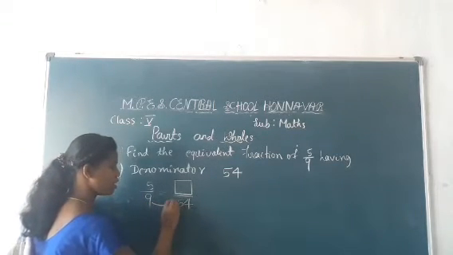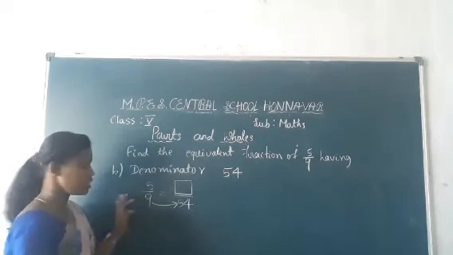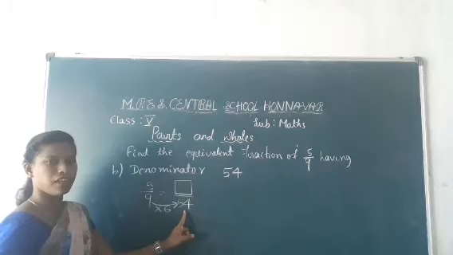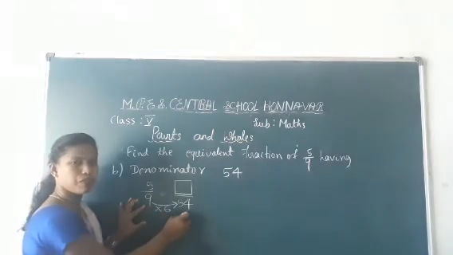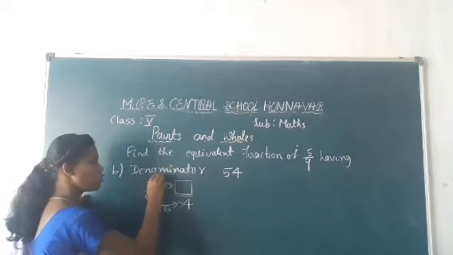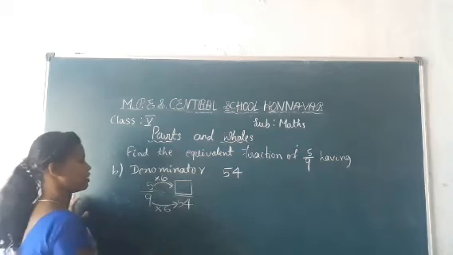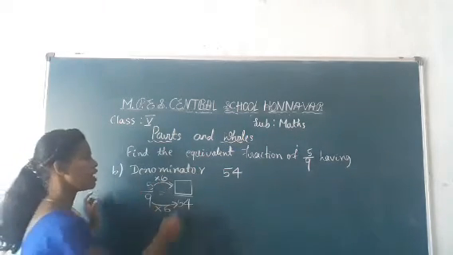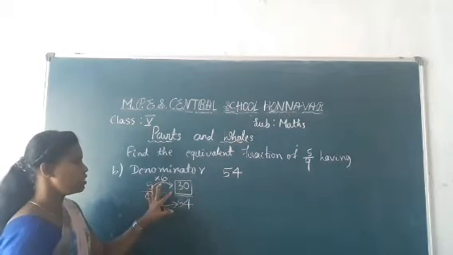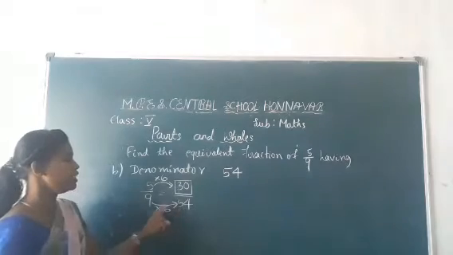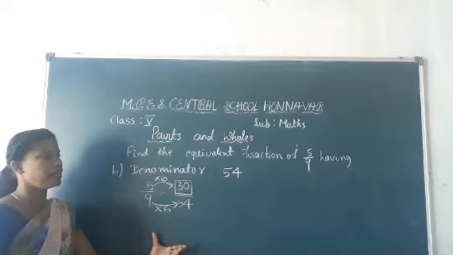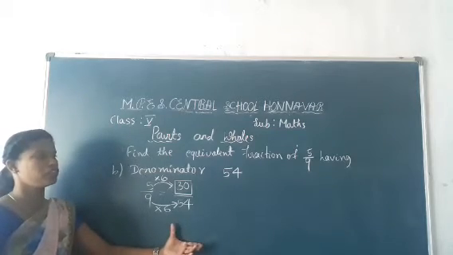If we multiply 9 by 6, what do we get? We get 54. 9 6s are 54. Same, we multiply the same value in the numerator. What do we get? 5 6s are 30. Now, 30/54 is the equivalent fraction of 5/9. Like this way we find out some missing fractions.